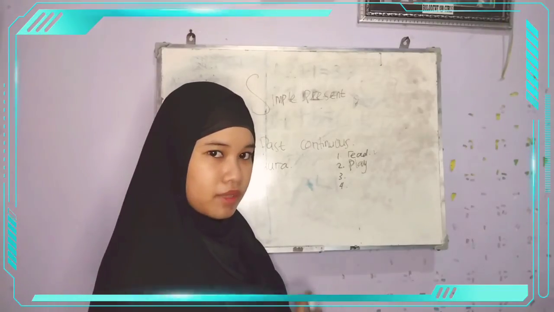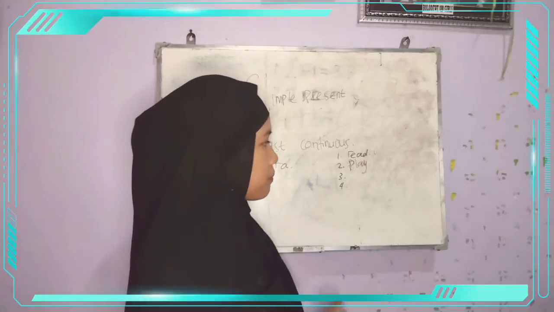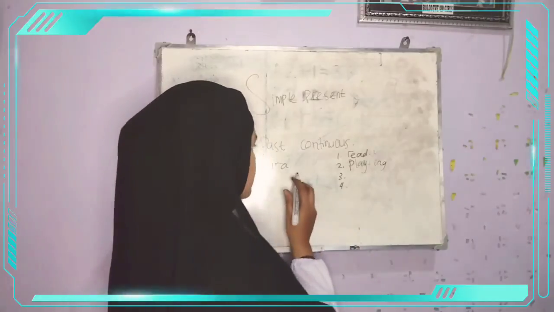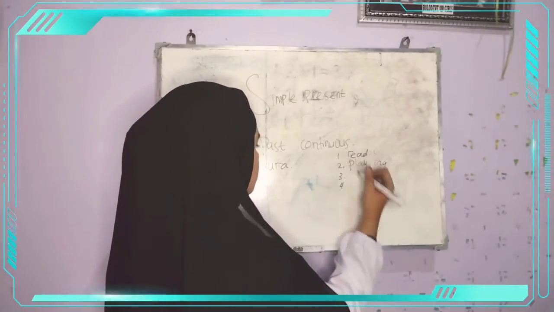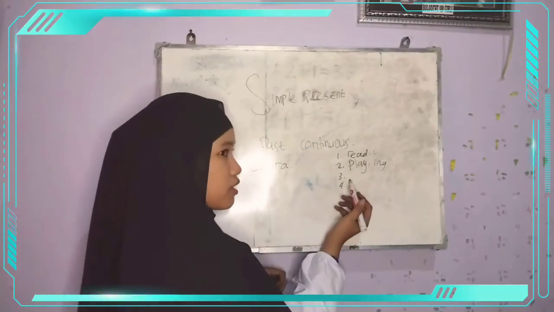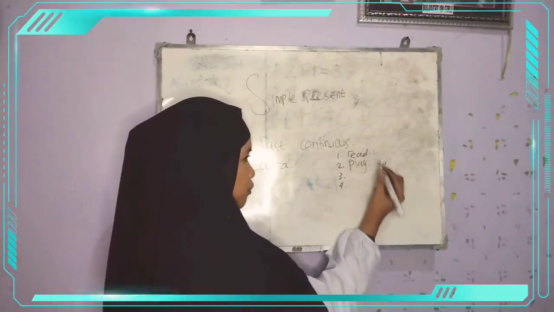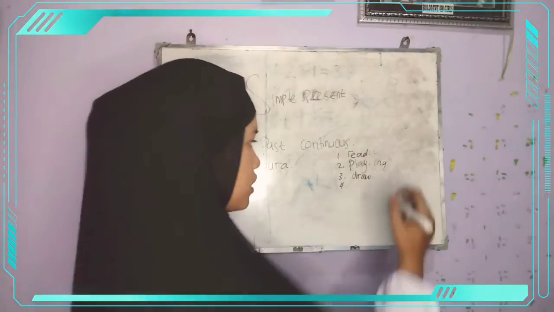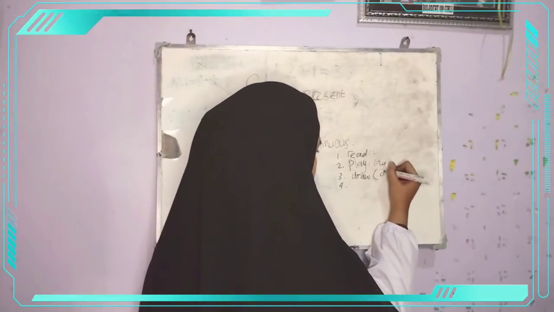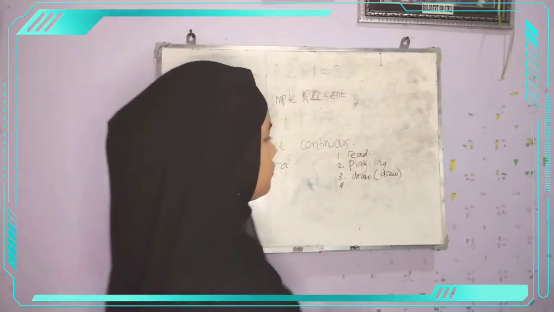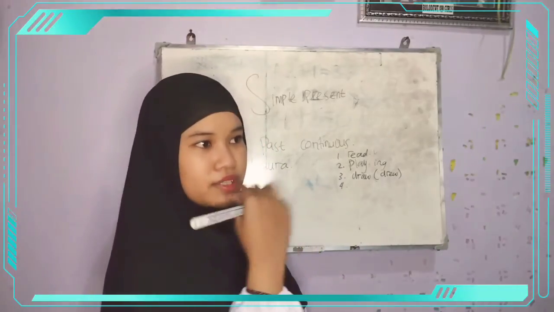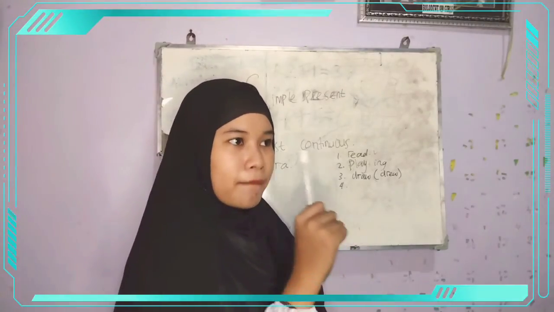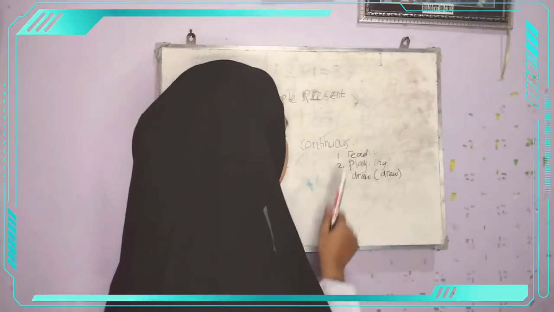Present continuous is an activity that we are doing right now. The example: we are playing football. The third is draw. Simple past. What is simple past? It is an activity that we have done, and the example is draw.